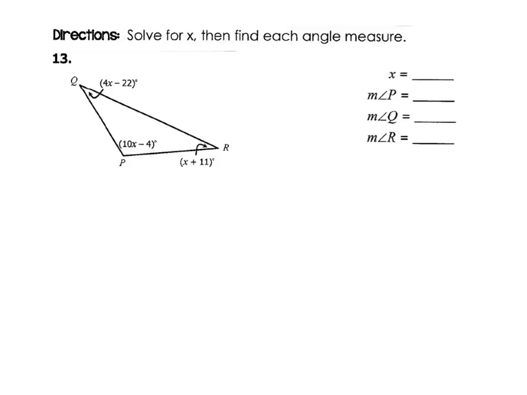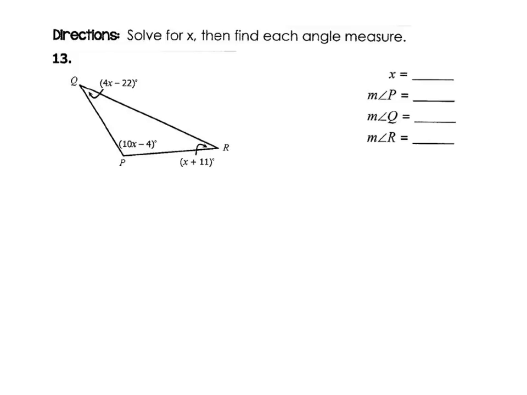All right, so we're going to skip over to 13. Now we're going to be using algebra and the theorems we just learned to help us solve for x and then find each angle measure. So if we're given a figure like this, we're given triangle QPR and we're given all of the angles, we know that the triangle angle sum theorem tells us that the sum of all the angles has to be 180.